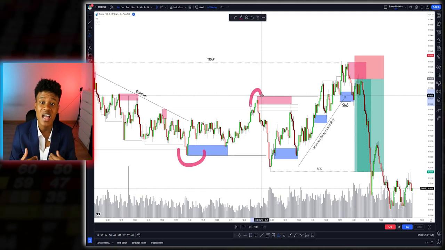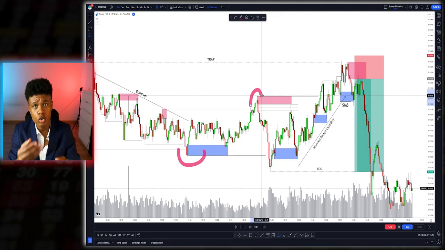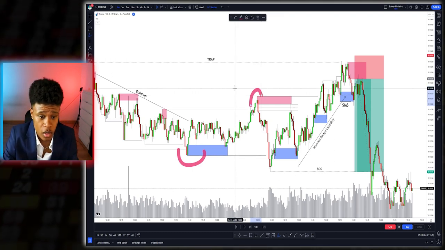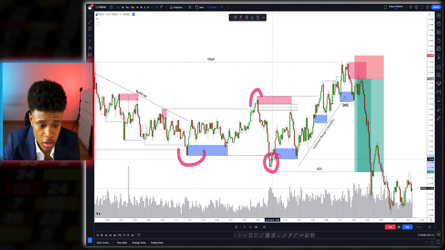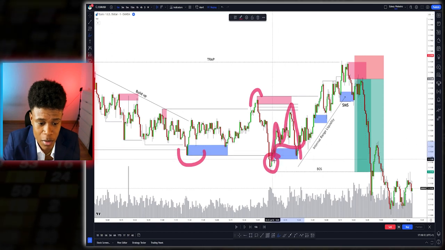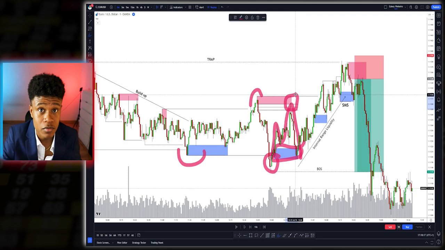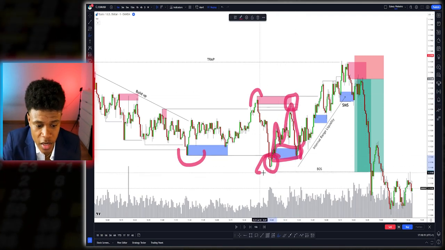Why are institutions dumping this huge amount of money on the market after we take a low? We take a low, price should continue going lower. But as you can see clearly right here, the trend reverses. Price even respected this demand level. Why? It should respect this supply, right? But it didn't. Why? Because we grabbed liquidity at these lows.